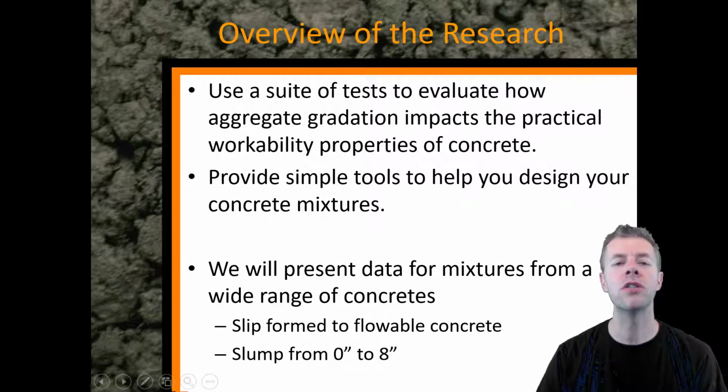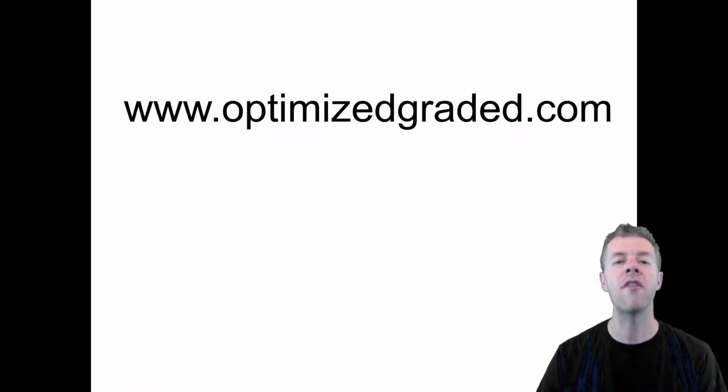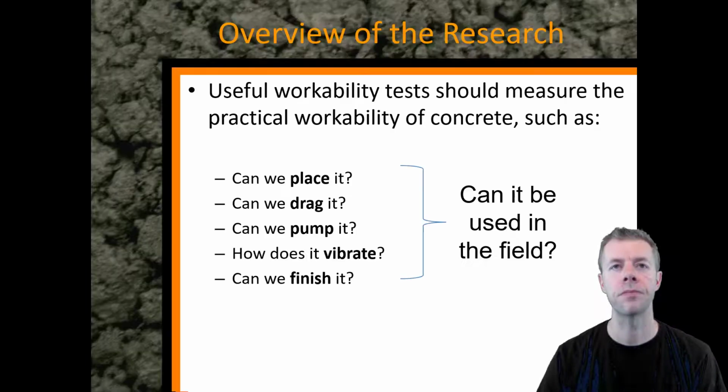To do this, we're going to use a suite of tests to evaluate the aggregate gradation and its impact on the workability properties. It's going to provide simple tools to help us design our concrete. We're going to look at data from a wide range of concrete, from very, very low slump to very, very high slump concrete. It's really important. Look at a wide range of materials. Everything I'm talking about is on this website, optimizegraded.com. If you missed something, if you want more information, you want some details, you can get more information here.